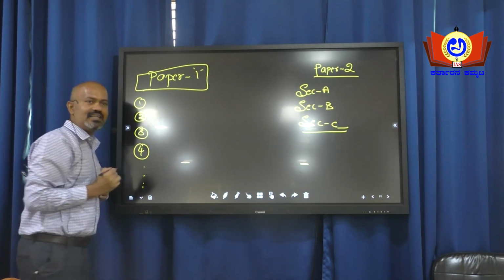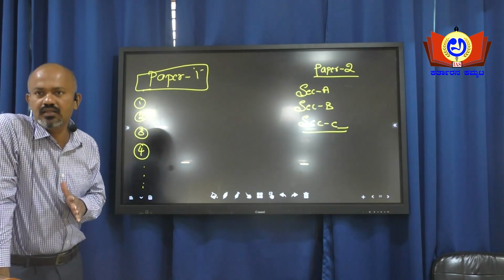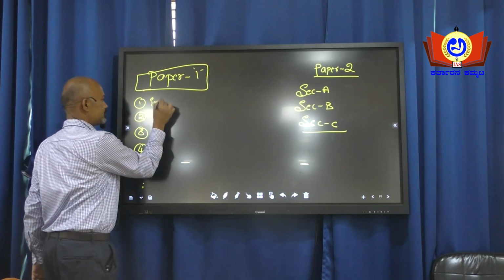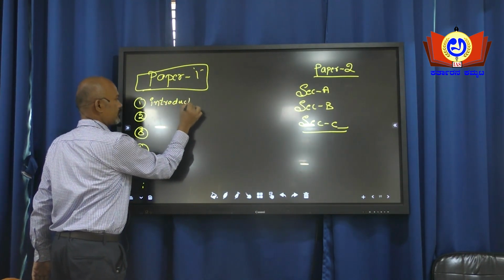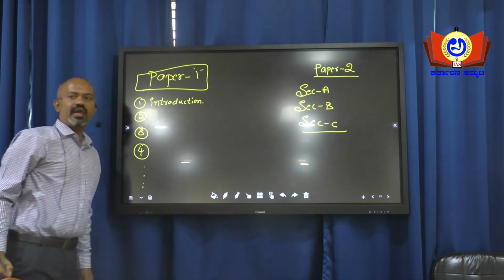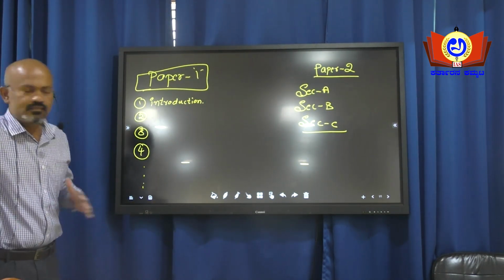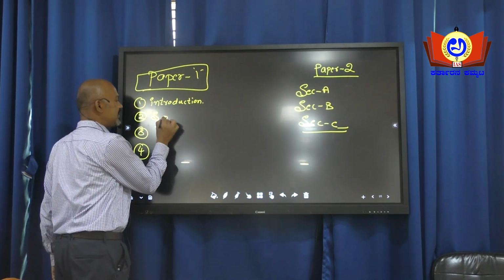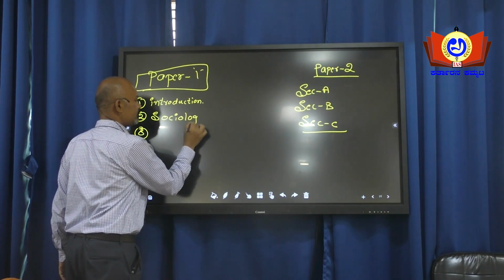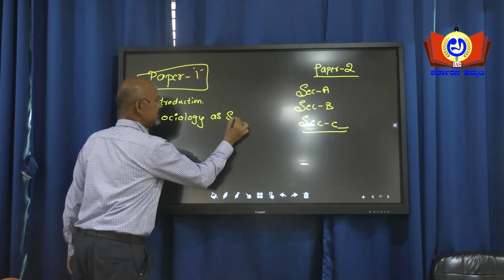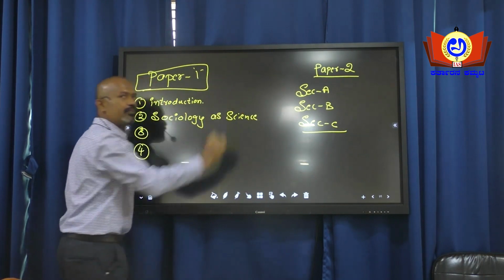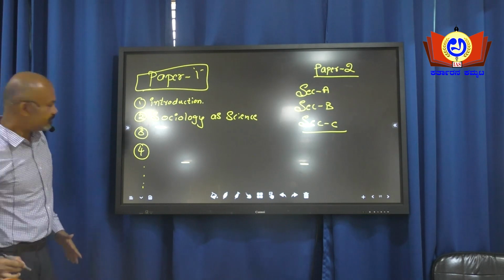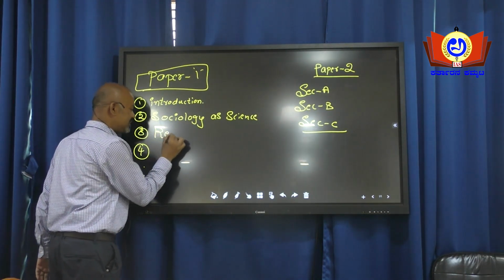When it comes to paper 1, in the syllabus we have sociology, the discipline. But actually it is introduction to sociology. The same introduction. And chapter 2 is nothing but sociology as science. I will tell you in detail what is there in those chapters. Let me first list out all the chapter names. So the third chapter we have is research methods.